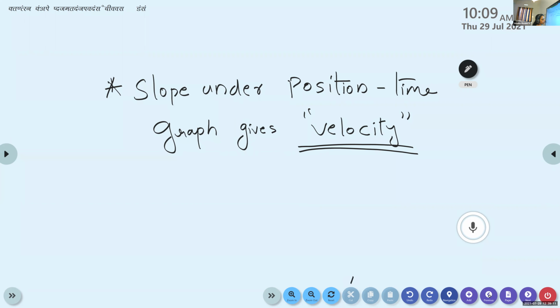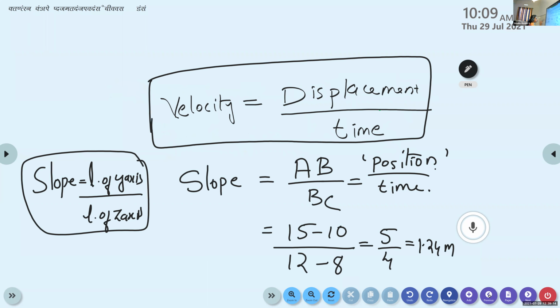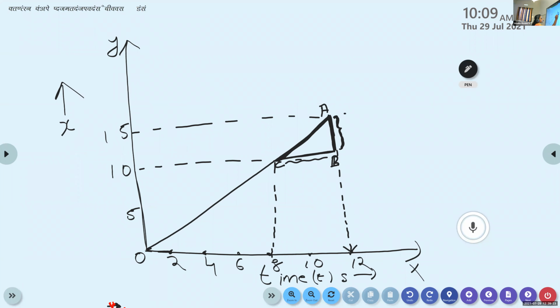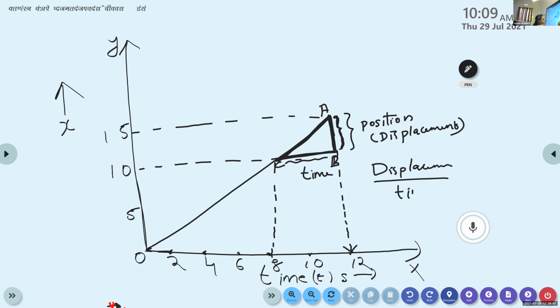Okay. Is it clear? In order to find the slope from any straight line, we divide the length of the y-axis by the length of the x-axis. The length of the y-axis represents the position, which here means the displacement. And the length of the time axis is represented by BC. So the length of BC represents the time. So displacement divided by time gives the velocity. So the slope under the position time graph gives the velocity. This is the important result.